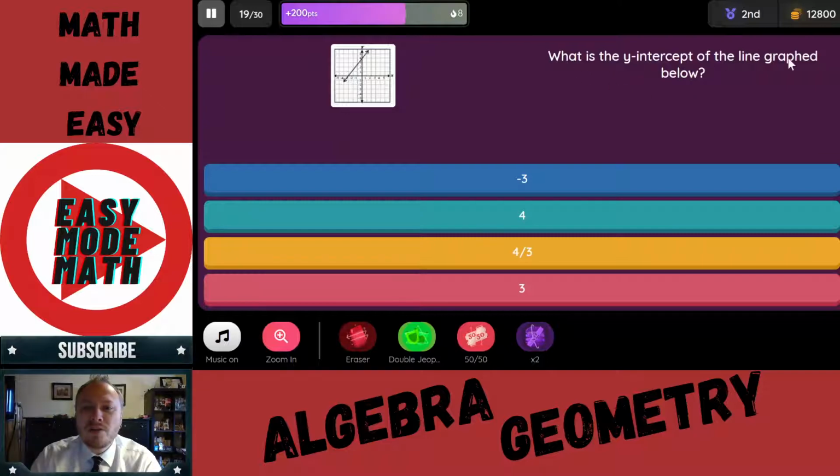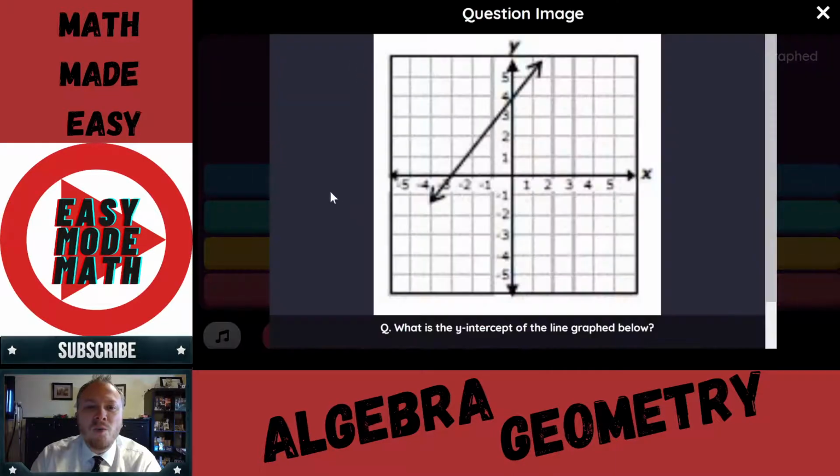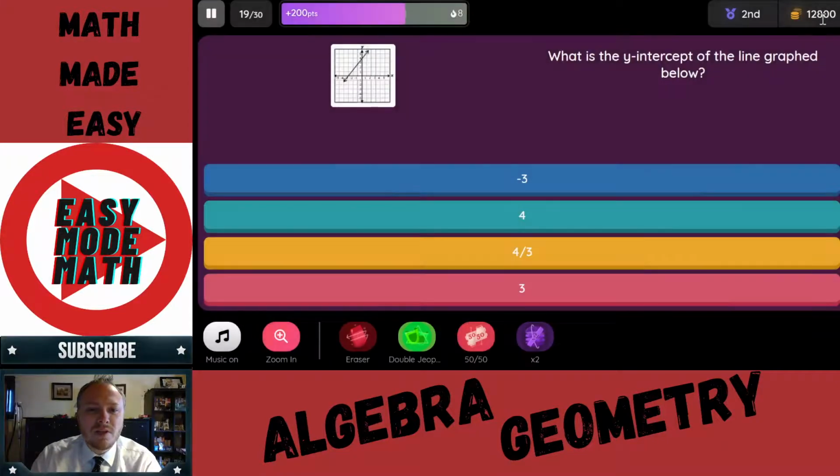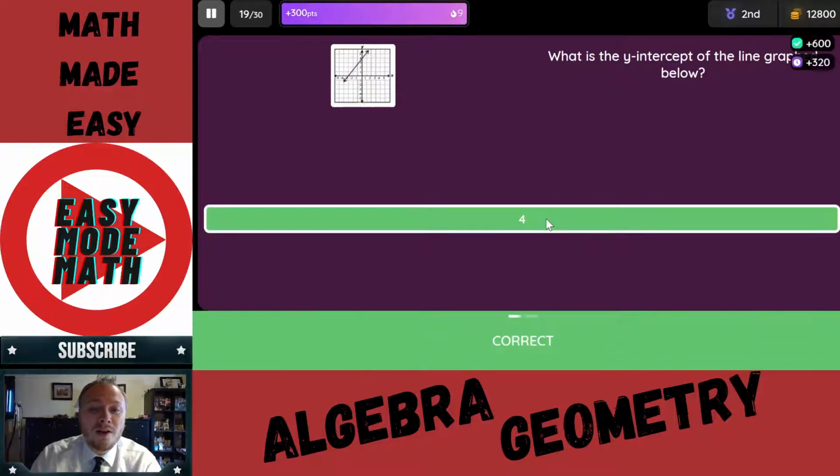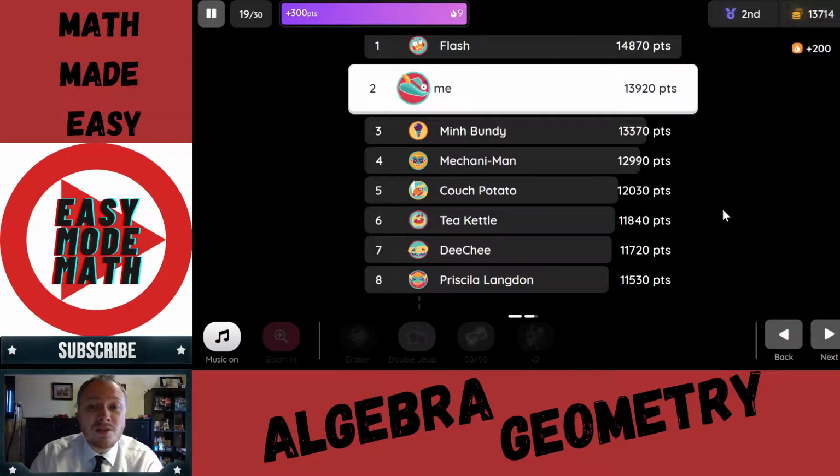What is the y-intercept of the line graphed below? What is the y-intercept of this line, guys? The y-intercept, remember, is where the line crosses the y-axis, so that would be 4. Written as a point, it would be 0, 4.